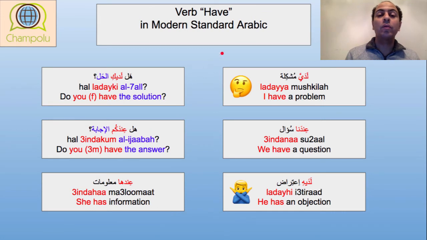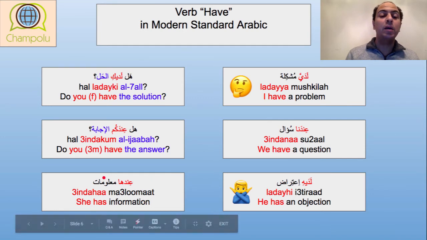And we can use it also to indicate some intangible or abstract things. Something like I have a problem, we can say لدي مشكلة. هل لديك الحل, do you have the solution, and here we're addressing a female singular. And something like عندنا سؤال, we have a question. هل عندكم الإجابة, do you have the answer, addressing a group of males or mixed. لديه اعتراض, he has an objection. عندها معلومات, she has information.